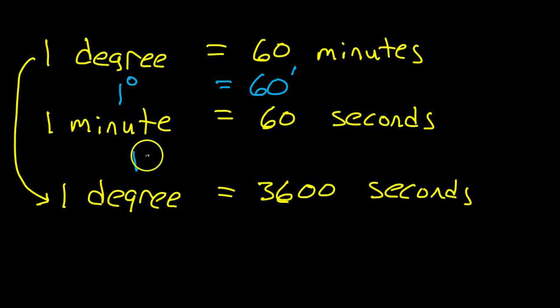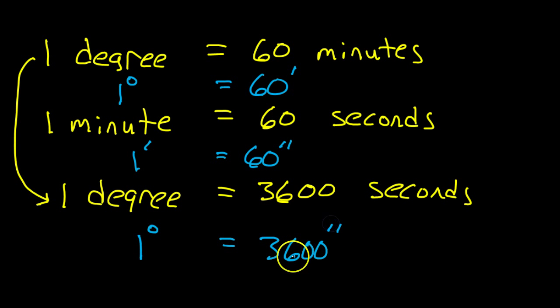Anyway, similarly, 1 minute, and again I'll use that apostrophe for 1 minute, is equal to 60 seconds. And for seconds we use 2 apostrophes, or it's almost like a quote, like when you quote something. In fact, when I'm typing, I use the quote on my calculator. So if I wanted to do this last one, I could say that 1 degree is equal to 3,600 seconds. I just wanted to show you that notation with the apostrophes.